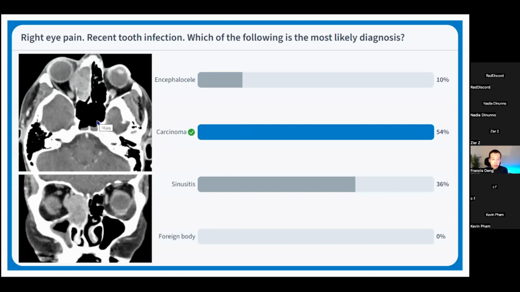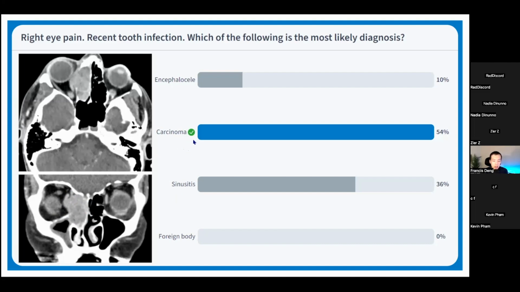The correct answer is carcinoma, which a majority of you got. So the key to this case is recognizing that this is a contrast enhanced scan, and this looks quite dense and localized. This is most consistent with a contrast enhancing mass of the ethmoid sinus that is bulging into the orbit. Notice the lack of fat stranding in the adjacent orbital fat, and the very localized appearance to this, and kind of high attenuation appearance that is suggestive of contrast enhancement on this post-contrast scan.